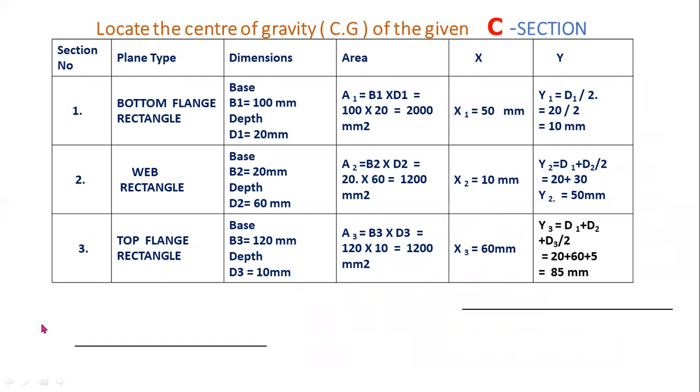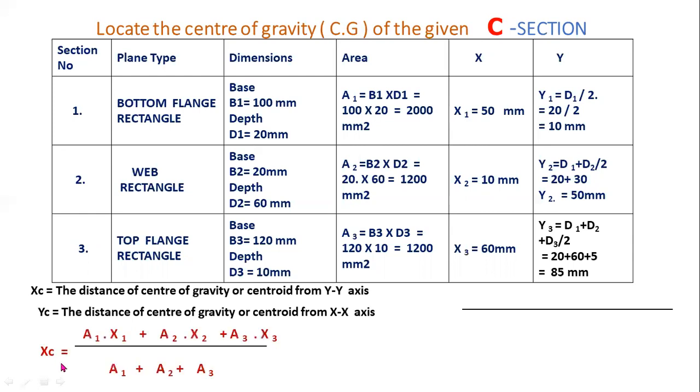Already we know that xc is the distance of the centroid of the entire section from the y-axis: a1 x1 plus a2 x2 plus a3 x3 by a1 plus a2 plus a3. xc is the distance of the centroid of the entire C section from the y-axis. That value equals 41.81 mm. You have to substitute the values of x1, x2, x3, a1, a2, a3. Here a1 equals 2000, a2 equals 1200, a3 equals 1200 mm square.